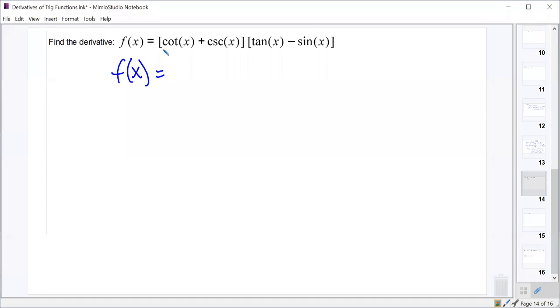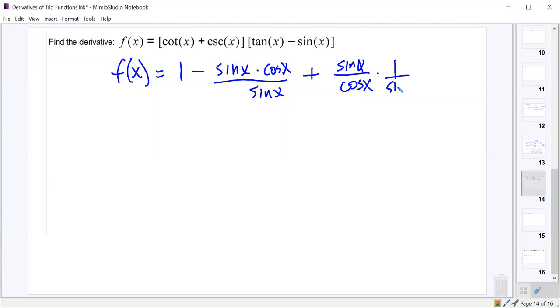F of x equals cotangent x times tangent x. So that's cotangent times tangent. That's 1 over tangent times tangent. That should just be 1. Yep. Then we have cotangent times negative sine. So we got minus sine x times cotangent, which is cosine over sine. So we can simplify that in a minute. And then we've got cosecant times tangent. So that'd be sine over cosine times 1 over sine. So we could simplify that in a minute. And then we're left with cosecant times negative sine, which should be minus 1. Right? 1 over sine times negative sine should be minus 1.